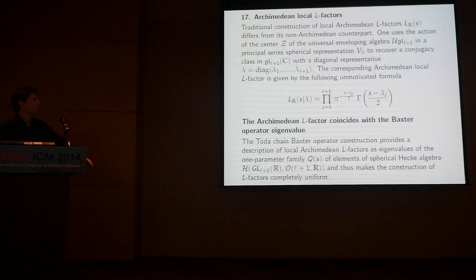And one of the main points was that the Baxter operator formalism makes all this quite uniform, because the Archimedean factor coincides with the Baxter operator eigenvalue. So the Toda chain Baxter reconstruction provides a description of local Archimedean L factors precisely the same as the non-Archimedean ones. And this is a big advancement, because if you pick any book on number theory, you see one construction for the non-Archimedean case and quite another construction for the Archimedean one. But using the Baxter operator formalism, we make it uniform. It's very nice, of course.